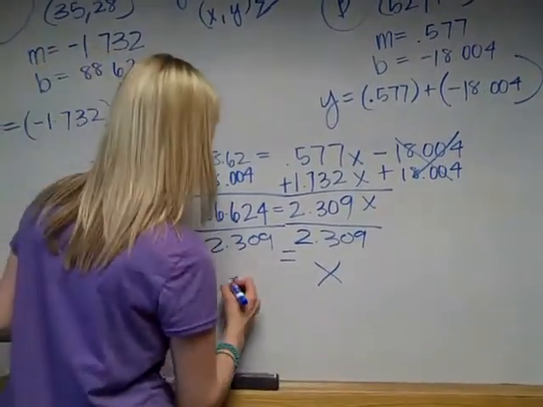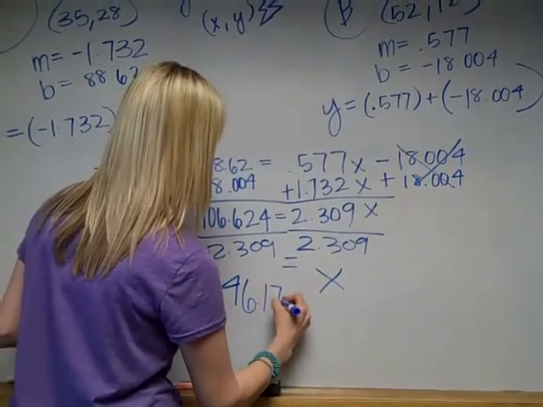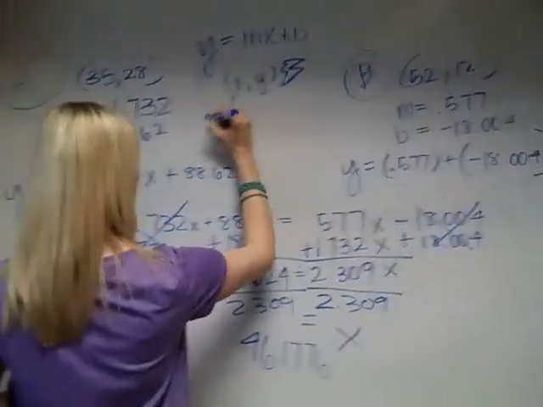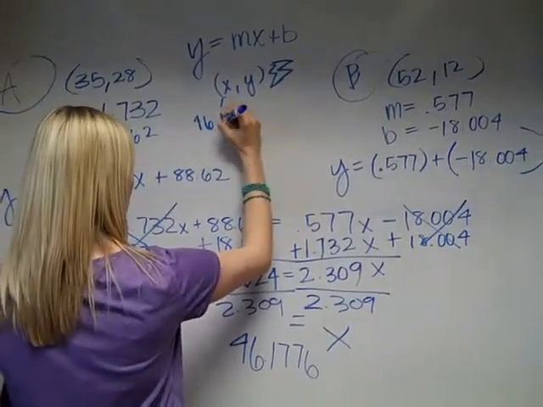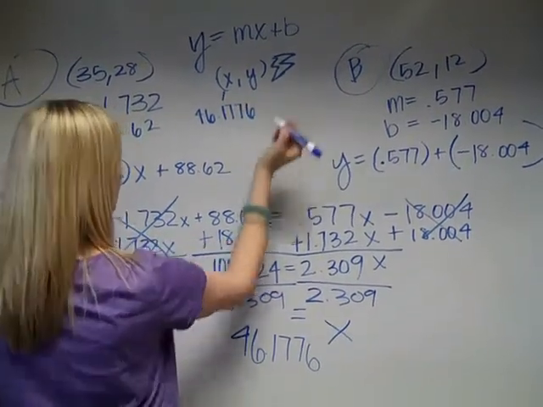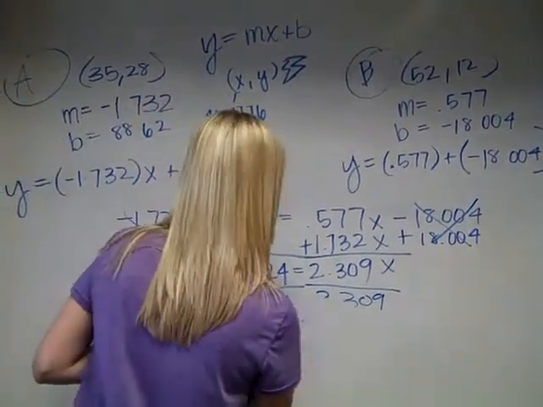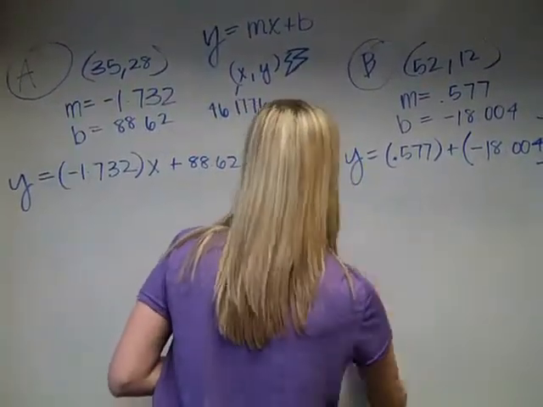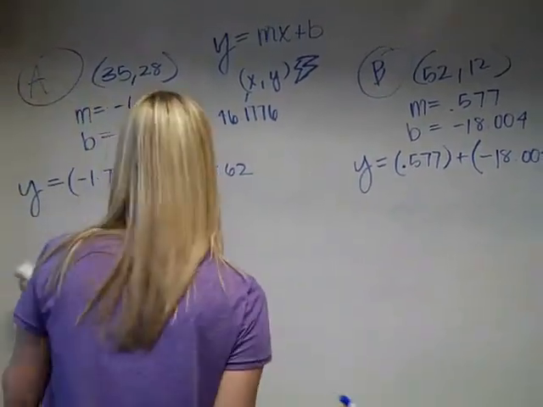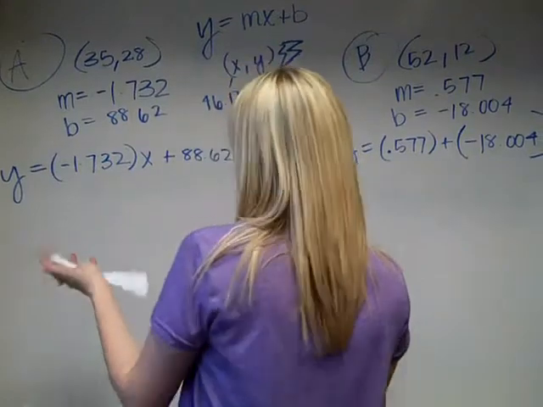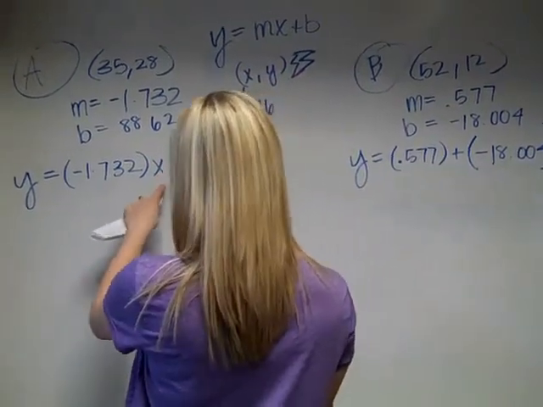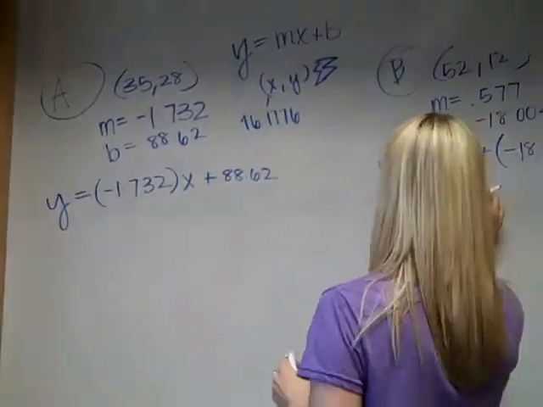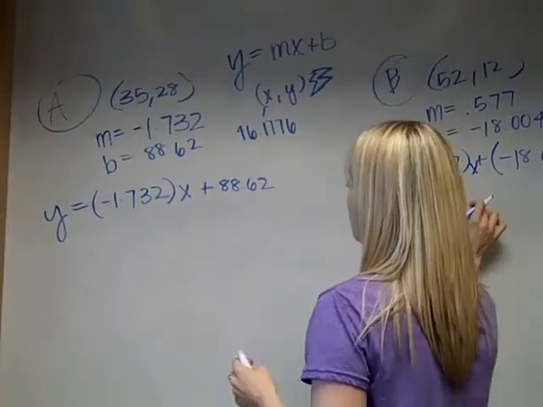So 46.1776. That's x. So there we go. Now that we have x, we could keep them equal to each other, but that's not going to do anything. So we're going to plug x into this equation and find out what y is. It should be the same on this side too.